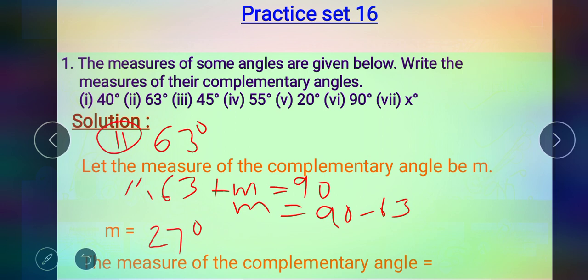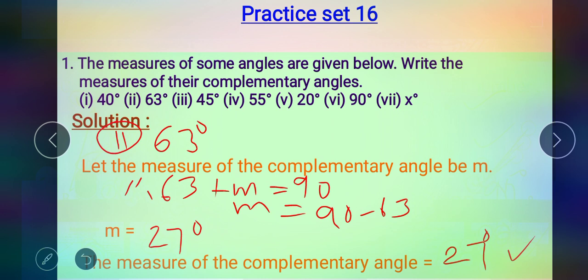So here the measure of the complementary angle will be 27 degrees. This is the way you will solve. It is not 270, it is 27 degrees. Students, in the same way we can find for the others. Let's do a few more.